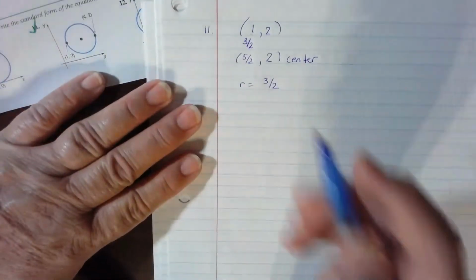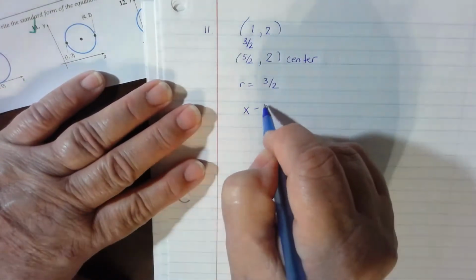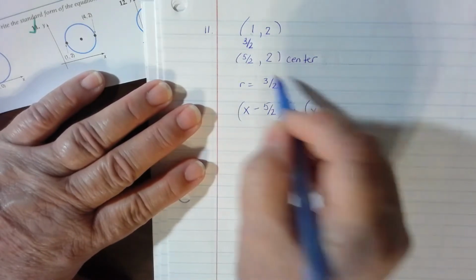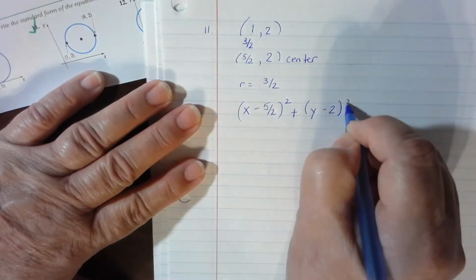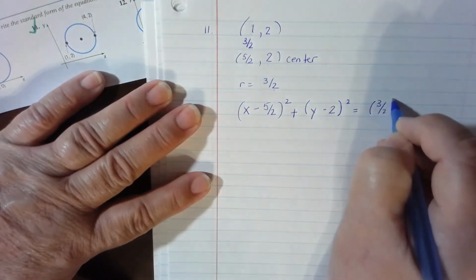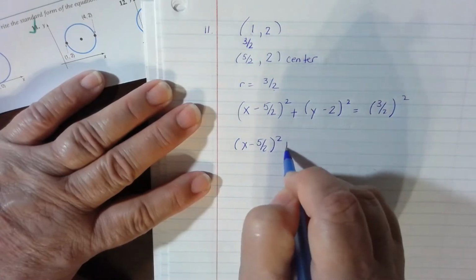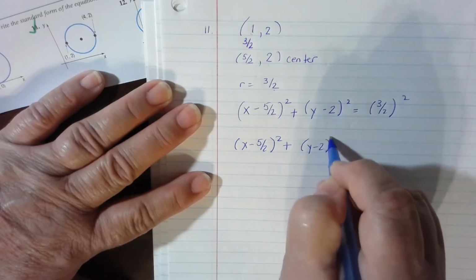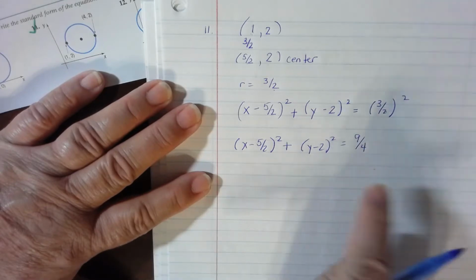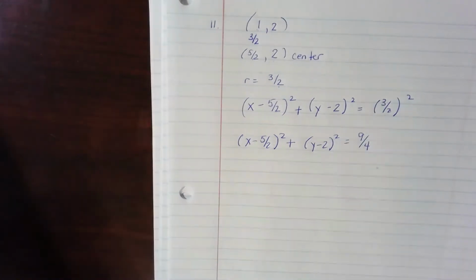So now, to write my equation, I'm going to do x minus the x-coordinate squared plus y minus the y-coordinate squared, and that's going to equal the radius squared. So x minus 5 halves squared plus y minus 2 squared. And when you square a fraction, you just square the numerator and square the denominator. So there's my answer in standard form for that problem.